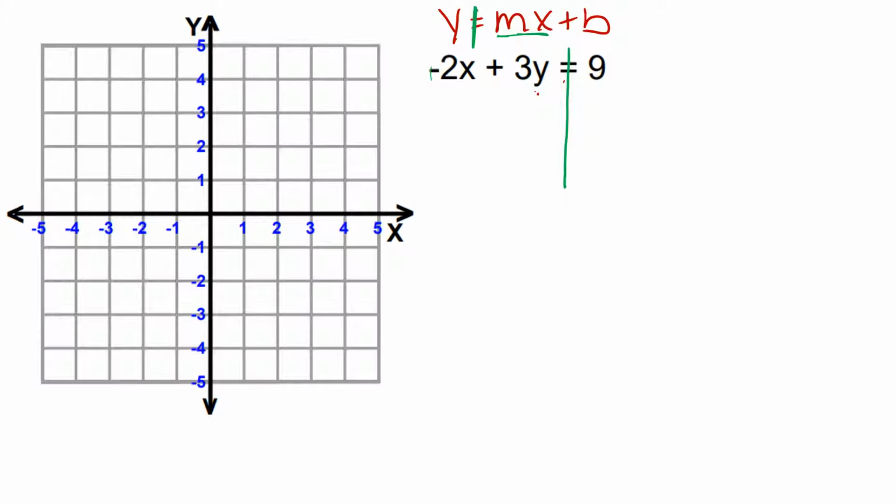When we move something to the opposite side, we do the opposite operation. So instead of negative 2x, we do the opposite. We do a plus 2x. That's how we go from one side to the other. I haven't touched that 3y yet. It's still there.